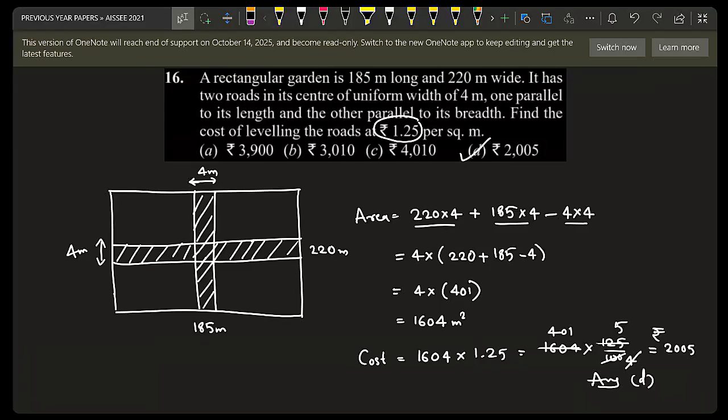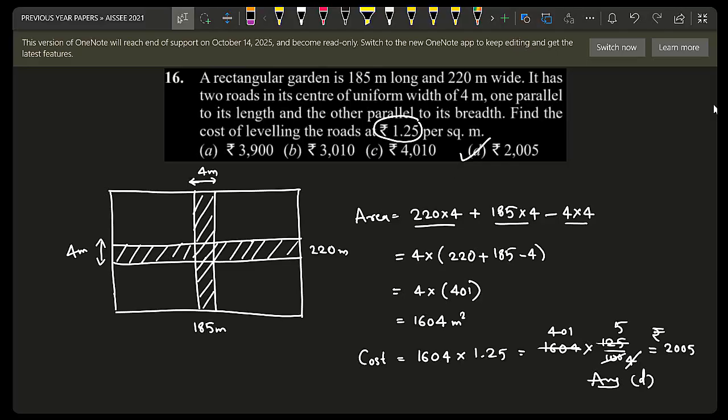Sir, I did not understand the 16th question. See, there is a rectangular garden and two roads. For the remaining students who have doubts in this, I'm explaining once again. All of you have to listen. There is a rectangular garden whose length and breadth are given, and two roads are passing through it. One road is parallel to the length, another road is parallel to the breadth. Okay?